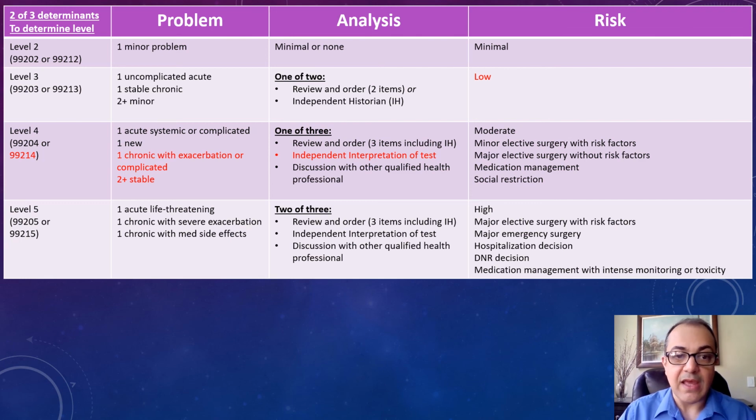Let's say that for any of those 3 columns, if you get 2 of the 3 at a certain level, which is higher than the 3rd column, that higher level is used to determine the overall medical decision-making level for the visit. I hope this is clear, and I hope this example helped shed some light on it.